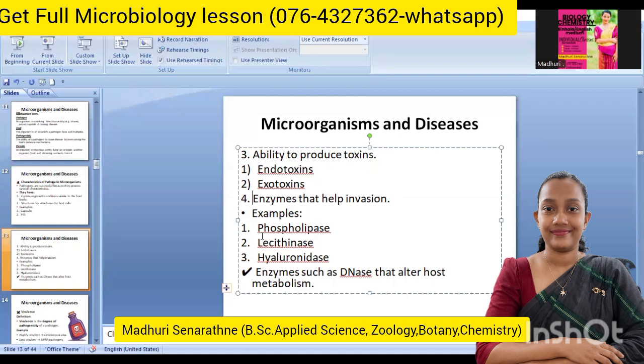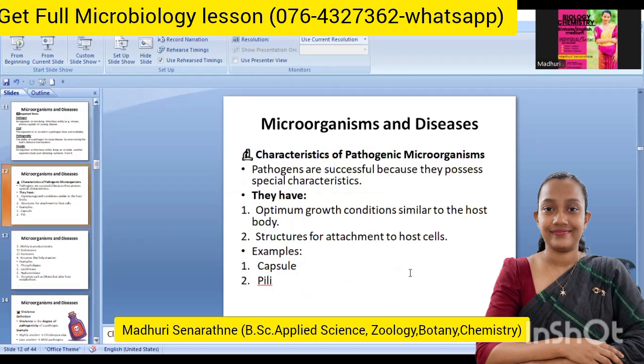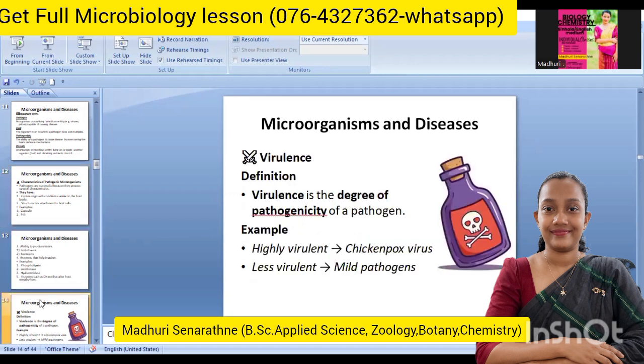Examples for such enzymes: phospholipase, lecithinase, and hyaluronidase. Fifth one, production of other enzymes, for example DNase. Such enzymes may help alter host processes. Those are the five characteristics of a pathogenic microorganism.